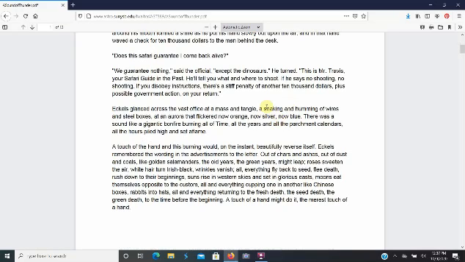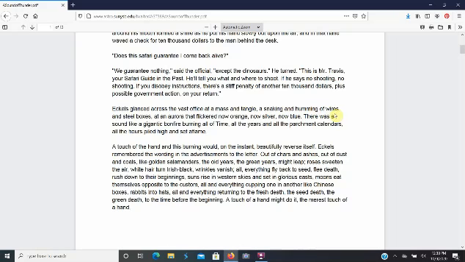He turned. "This is Mr. Travis, your safari guide in the past. He'll tell you what and where to shoot. If he says no shooting, no shooting. If you disobey instructions, there's a stiff penalty of another $10,000 plus possible government action on your return."